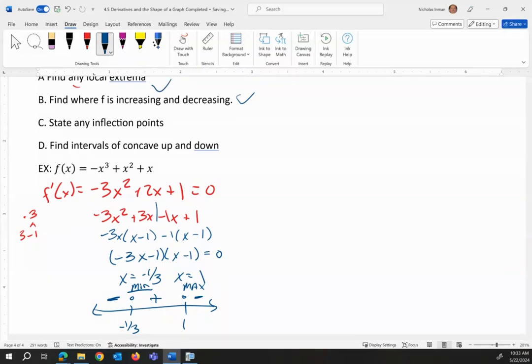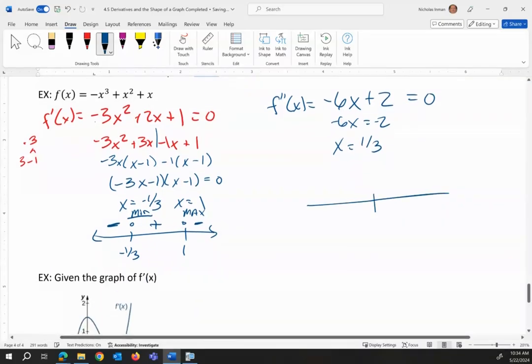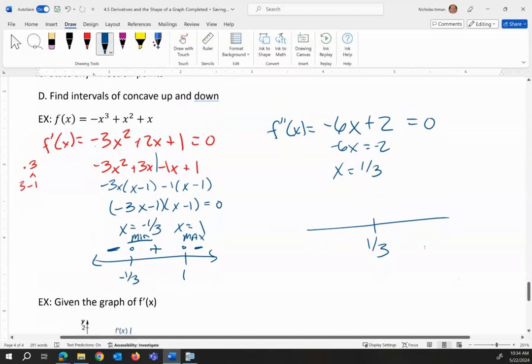All right, part C, any inflection points. So I find the second derivative. So -3 times 2, -6x plus 2, and I set that equal to 0. I minus the 2. Divide by -6, and this time I get +1/3. All right, so 1/3 is my point of inflection.